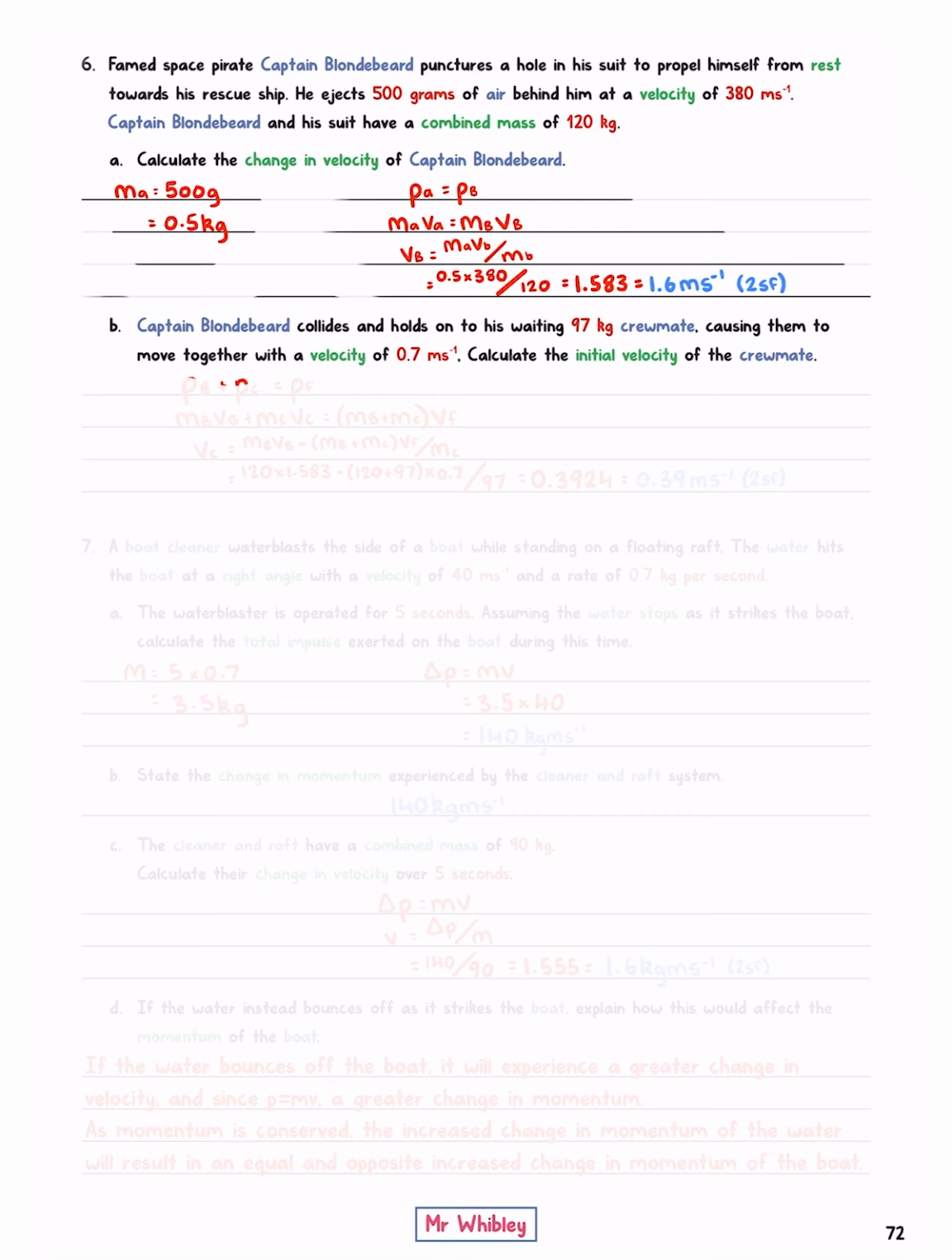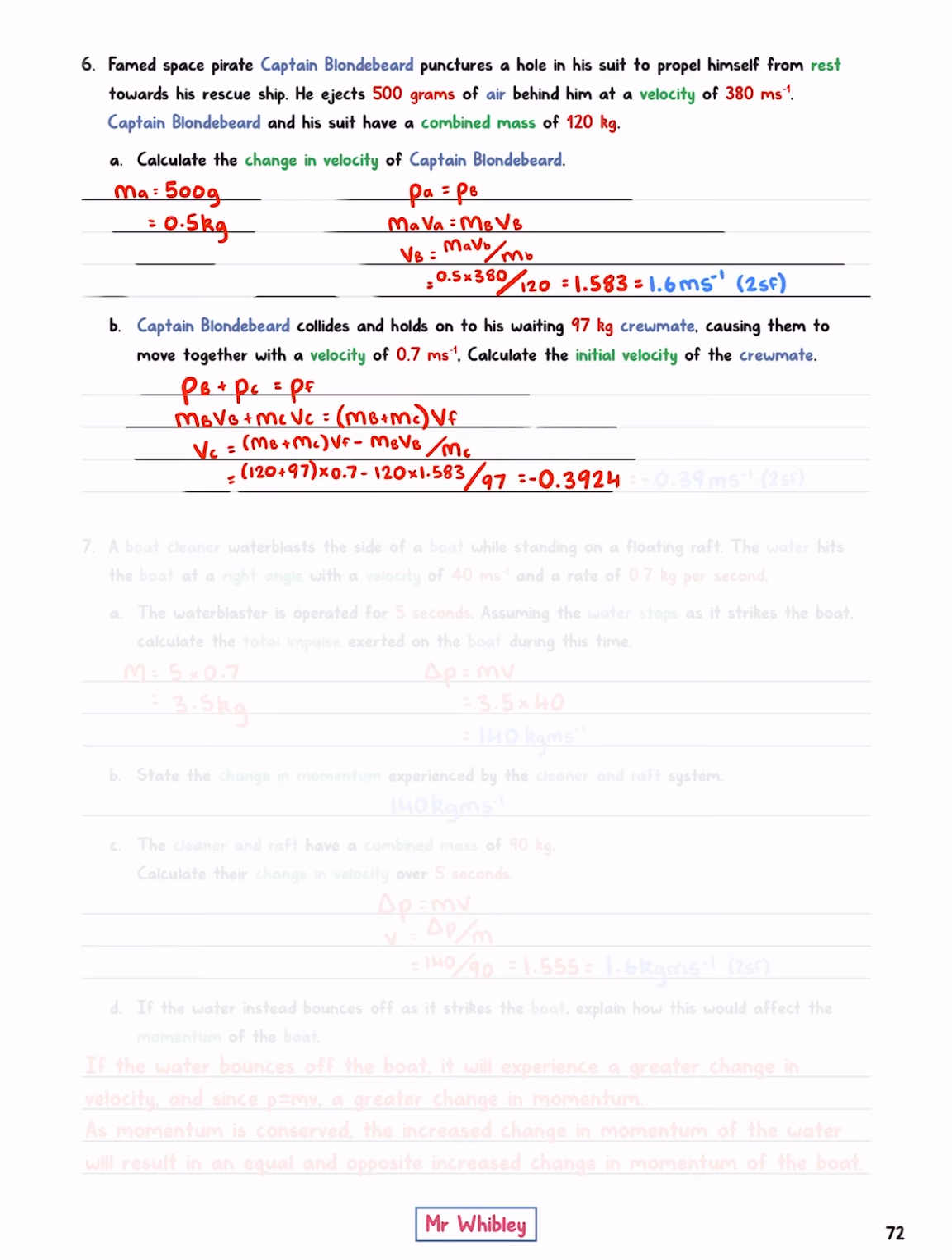Assuming conservation of momentum, we know that the momentum of Captain Blondebeard plus the momentum of the crewmate must equal their final combined momentum. Substituting in our masses times our velocities, where our final mass is the combined mass. And now solving this for vC, which is what we're trying to find, by first subtracting mB vB from both sides, and then dividing both sides by mC, putting our numbers in, gives me negative 0.3924, or negative 0.39 meters per second to two significant figures.